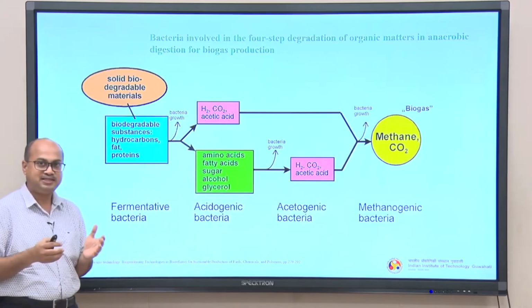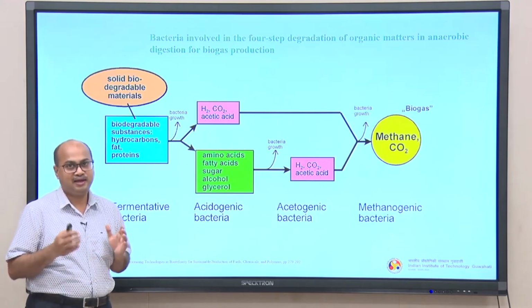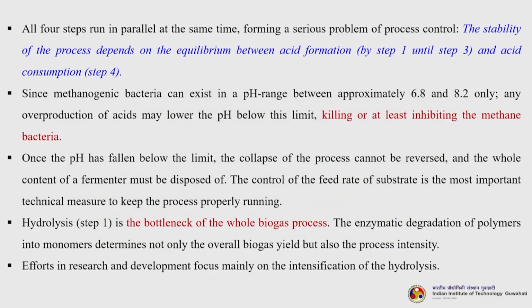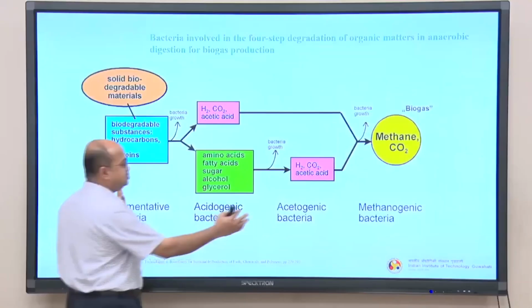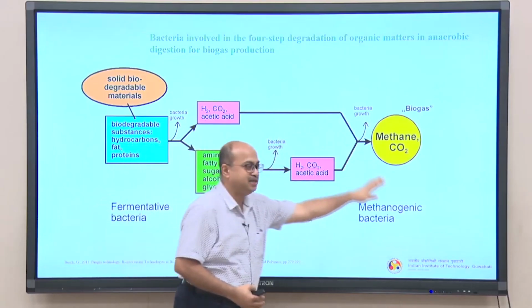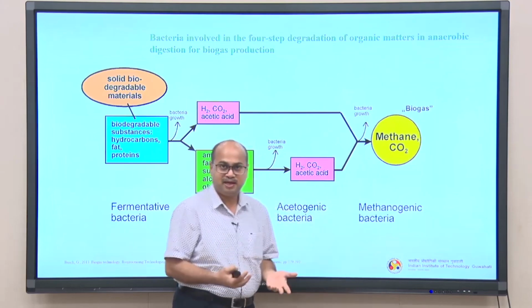So, you can understand the 4 distinct classes of bacteria that are responsible for carrying out 4 distinct and necessary steps inside the biogas fermenter. All the 4 steps run in parallel at the same time, forming a serious problem of process control. Now, the stability of the process depends on the equilibrium between the acid formation, that is step 1 until step 3, and acid consumption, that is step 4. Okay. So, there should be a balance between these 3 steps, where the acids are getting produced, and this is the final step where the acid is being consumed and converted into methane and carbon dioxide.